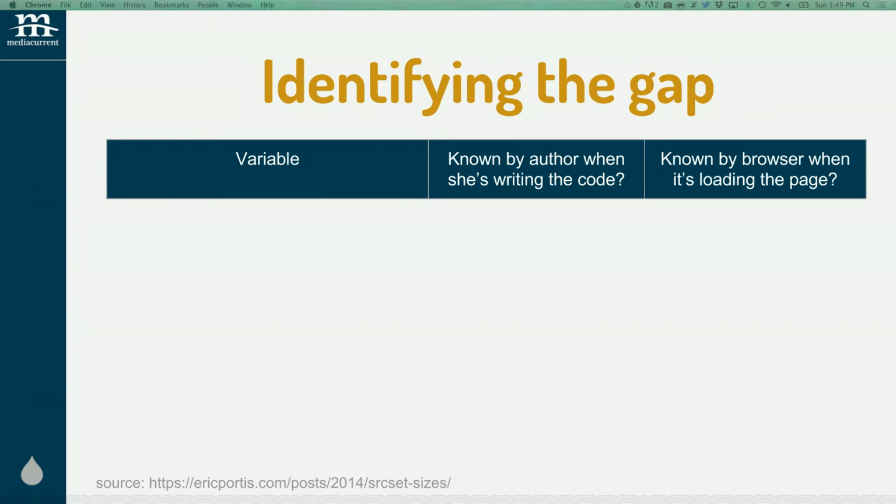So the first gap that exists is the viewport dimensions. We may not know what those dimensions will be when somebody's viewing our website. We can kind of account for those dimensions by doing media queries and things like that, but we don't know that off the top of our head. The browser does know. It will know what type of dimensions we're using.